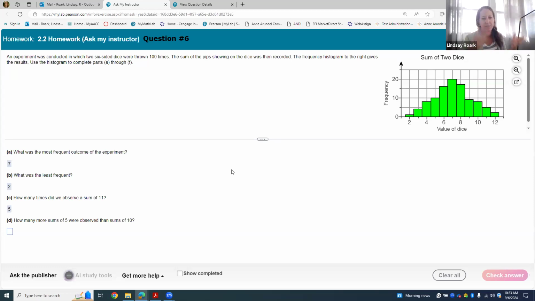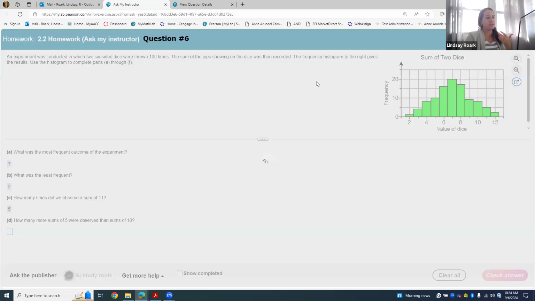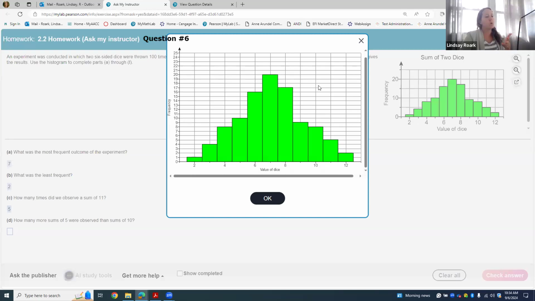So these are all different ways of asking you to look at the graph and interpret it. This one wants us to find the frequency of getting the value 5, and then the frequency of getting 10, and then it says how many more. So essentially they're asking us to subtract them.